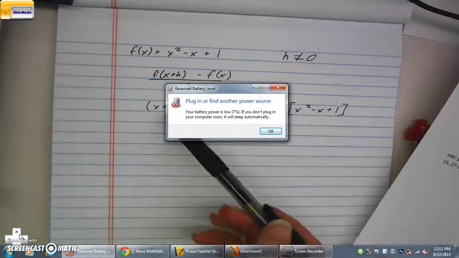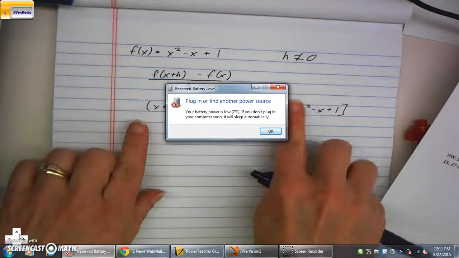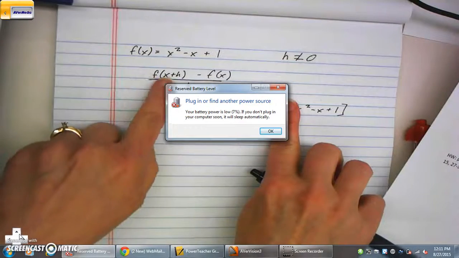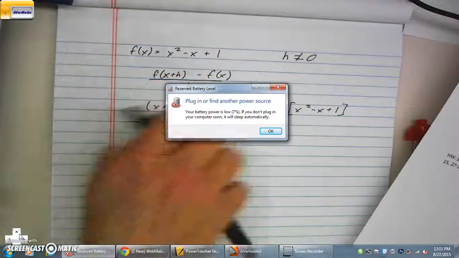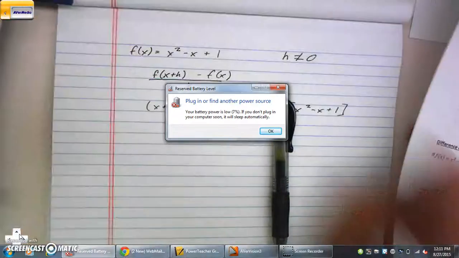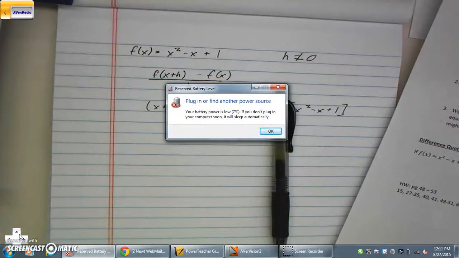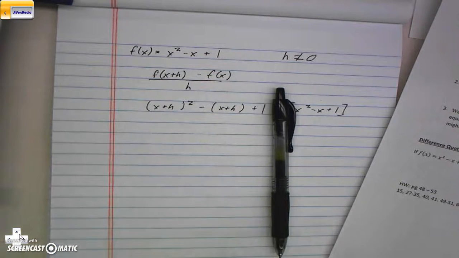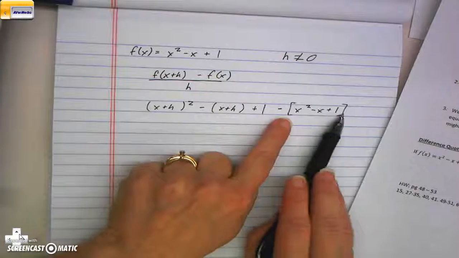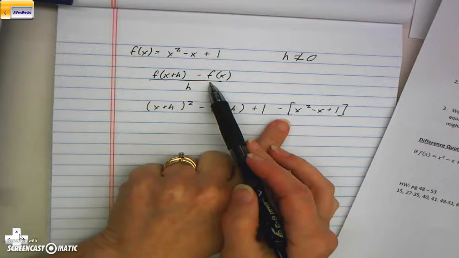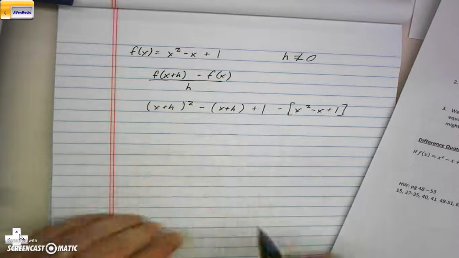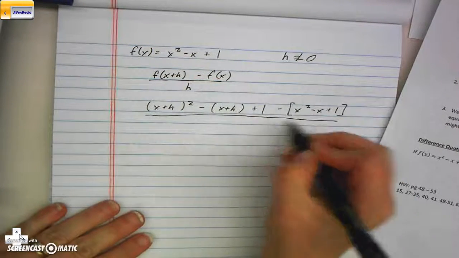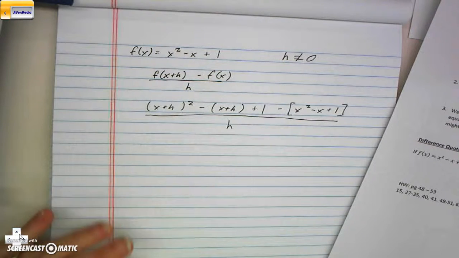Okay, this part right here is f of x plus h, correct? And then this part over here is minus f of x, correct? And then I'm going to divide this whole thing by h.